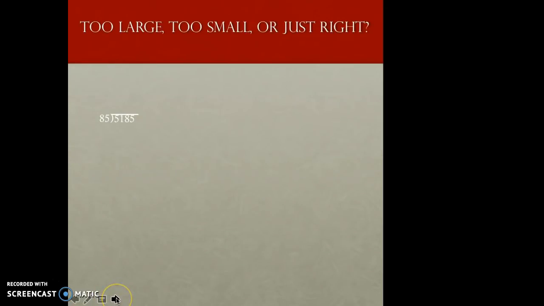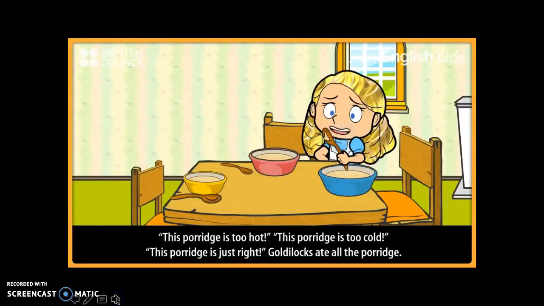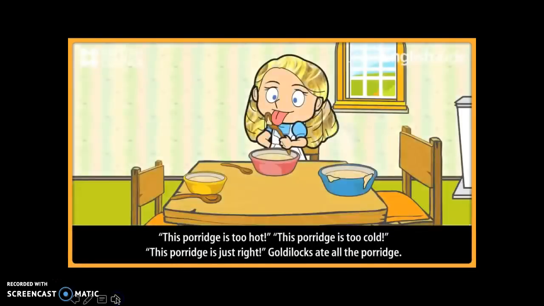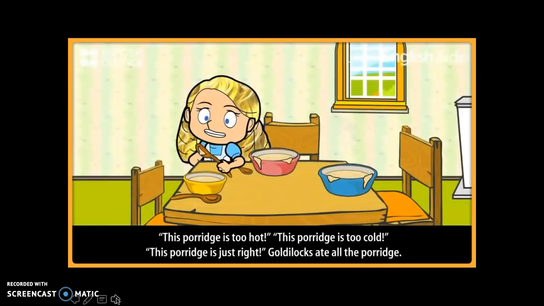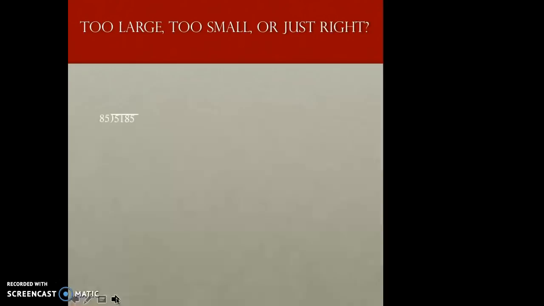All right, so we have to be thinking to ourselves, is our estimated divisor too large, too small, or just right? Does that sound familiar? This porridge is too hot. This porridge is too cold. This porridge is just right. All right, good old Goldilocks. So let me show you what I mean.